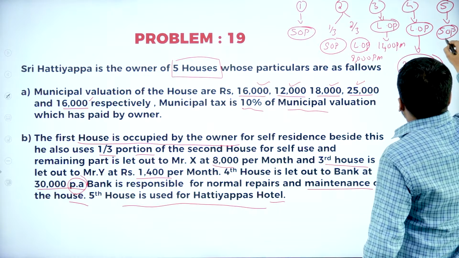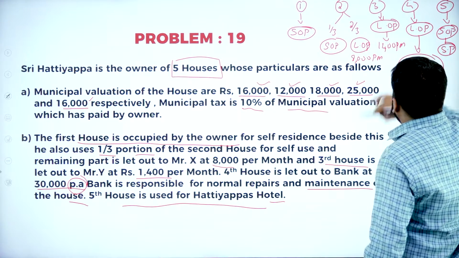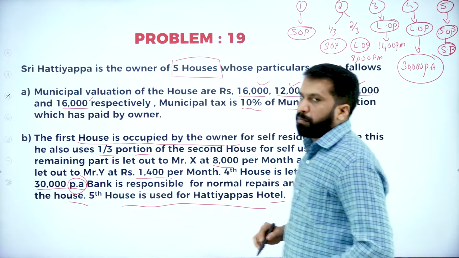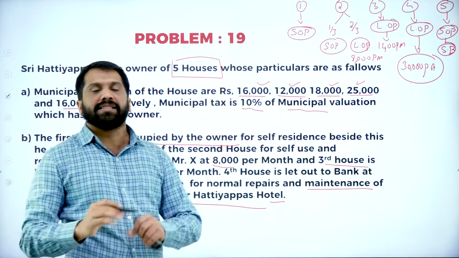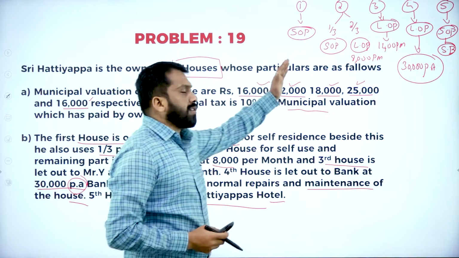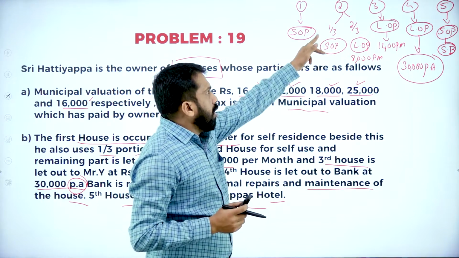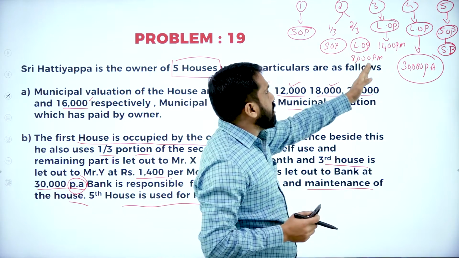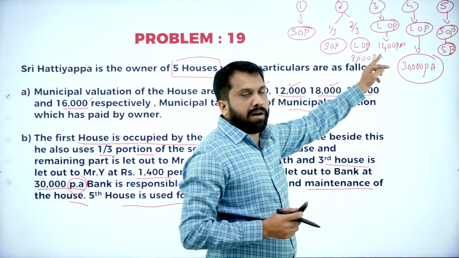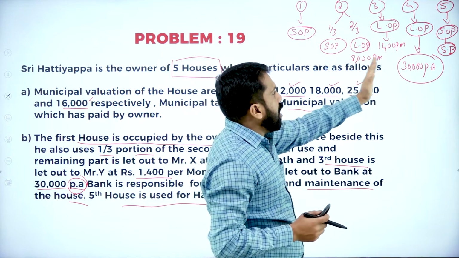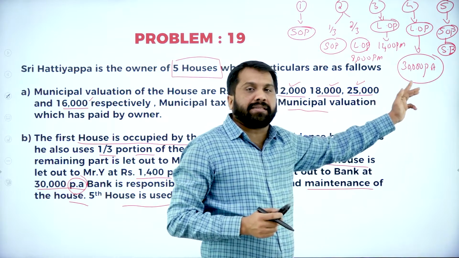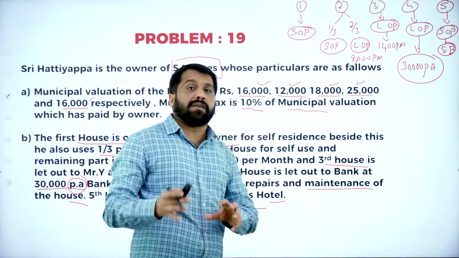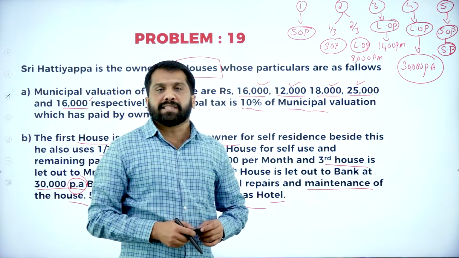Self-occupied or self-profession. His own business, not profession, self-business. His own business is running under his building. Clear? House 1, self-occupied. House 2, 1/3 is self-occupied, 2/3 is let out. House 3, it is let out for 1,400 per month. House 4, let out to bank 30,000 per annum. And house 5, it is self-occupied for business purpose, self-business purpose.